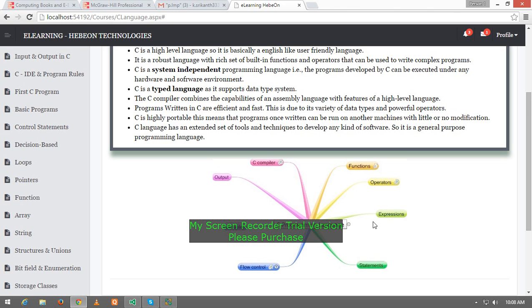So compiler is one of the converters that converts this high level language program into a low level language program so that it can be understood by the system. Like that, in the later part of our discussion, we'll see in depth what is a function, what is an operator, what is an expression, what is a statement, etc.